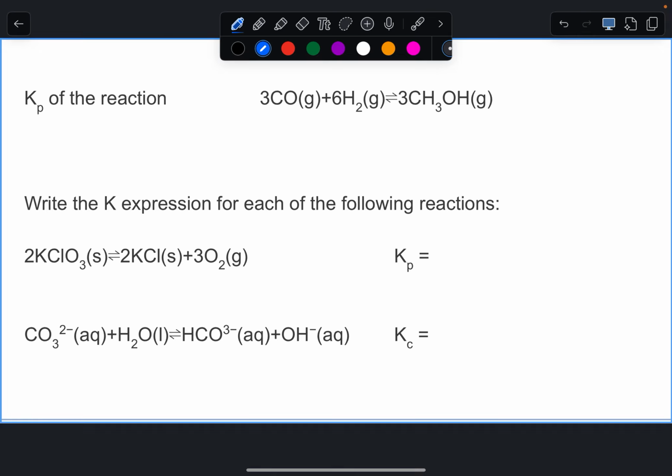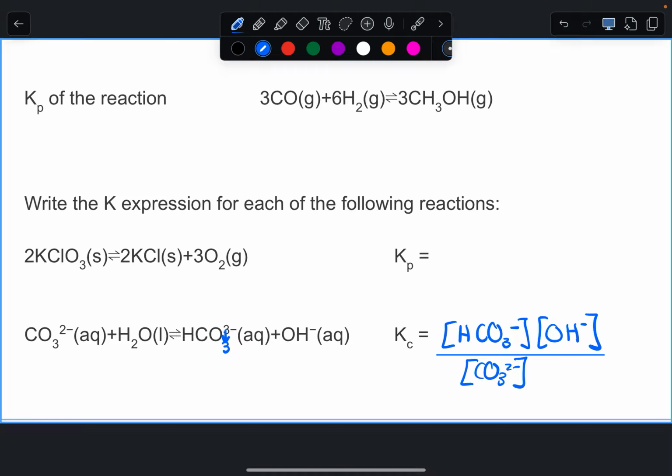So I'm going to do the bottom one together. When we write a K expression, we only include aqueous and gases. This 3 should be down there. So I'm going to write the concentration of HCO3 minus, no coefficient, so I don't have to raise it to anything, times the concentration of OH minus over the concentration of CO3 2 minus, and that's it. I don't include water in the K expression because it's a pure liquid.